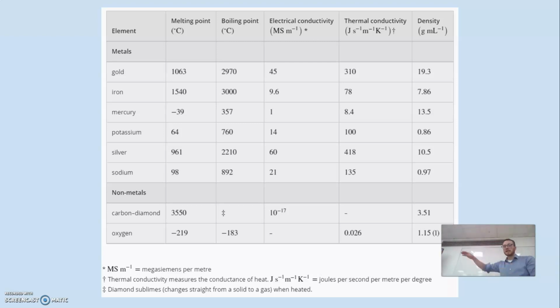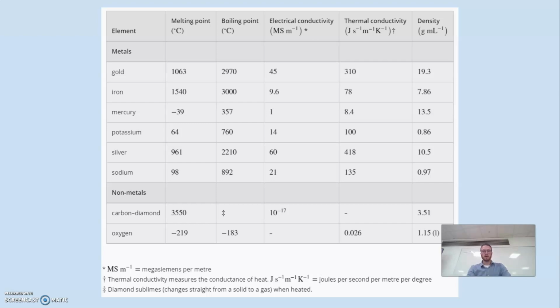So mercury, even though it's a liquid, is incredibly dense. To the point that if you were able to stand in mercury, you would float on top. It is that dense, 13 times more dense than water.